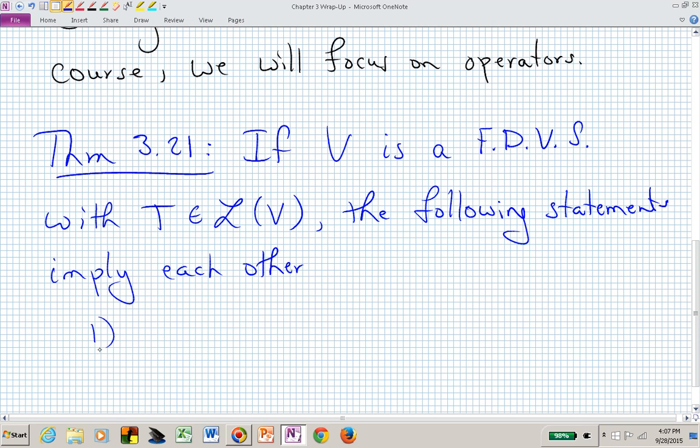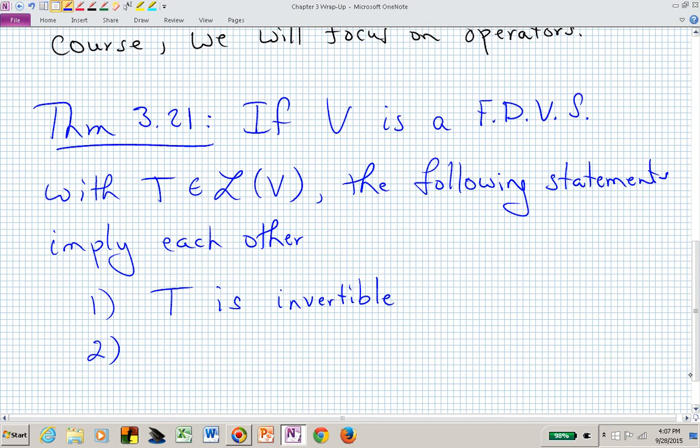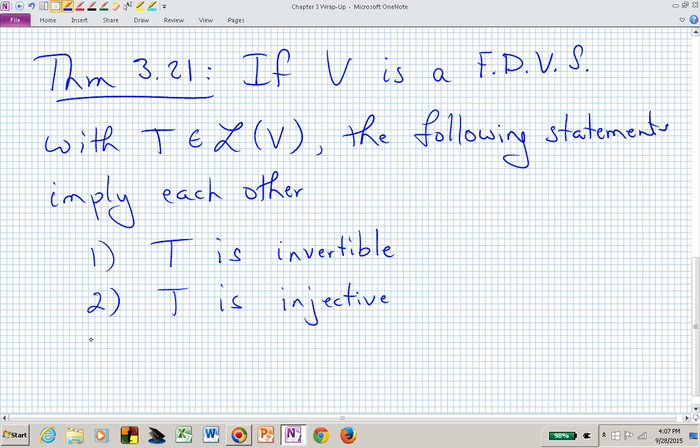The first statement is that the linear map T is invertible. Statement 2: if you know your map is invertible, and it is an operator, then you know that T is injective. If you know it's injective, then T is also surjective. Question?